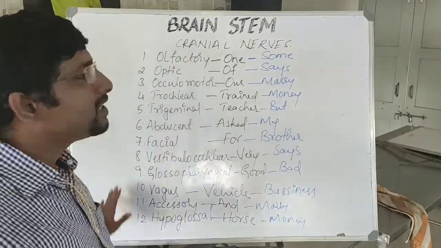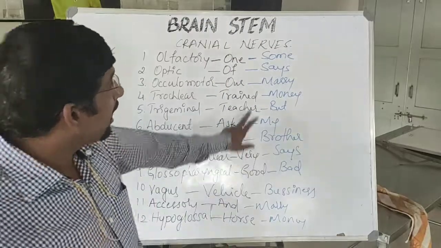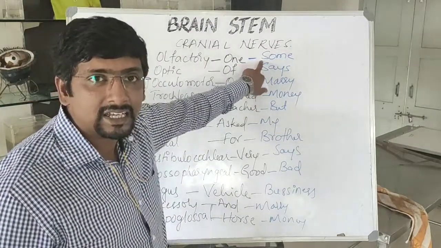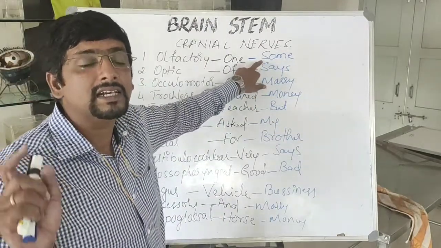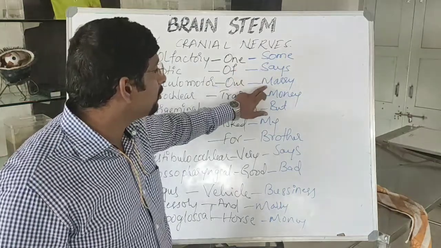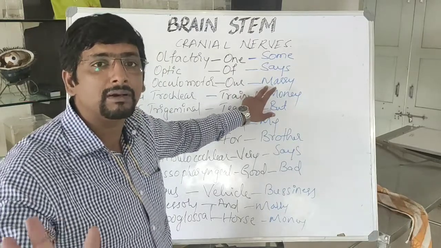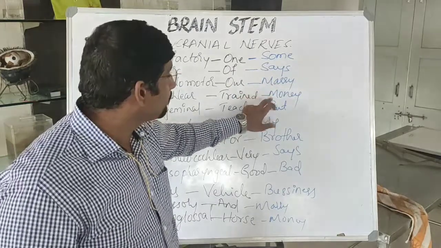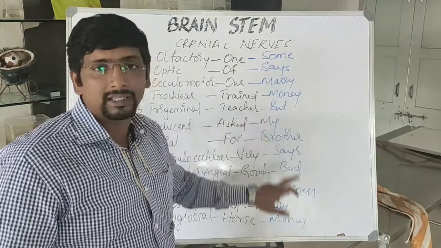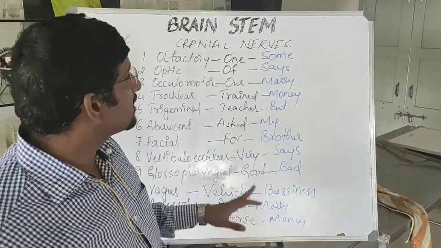In front of these cranial nerves, if you write this mnemonic, wherever you find S in front, that indicates that cranial nerve is a sensory component. Wherever you find M in front of a cranial nerve, that will be a motor component. And wherever you find B, that will be both sensory and motor.